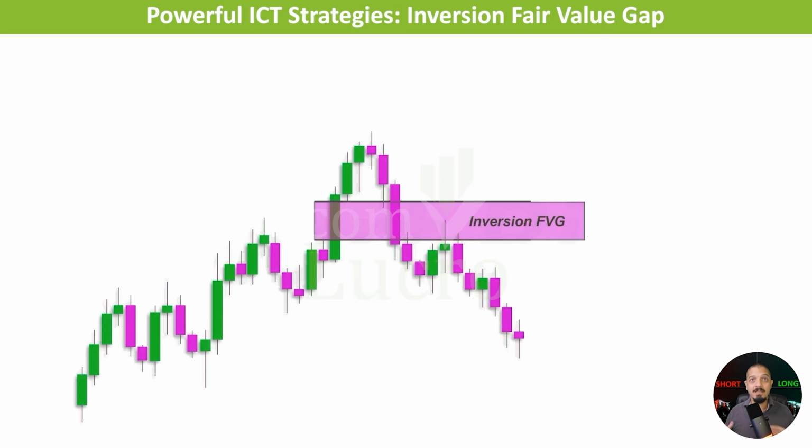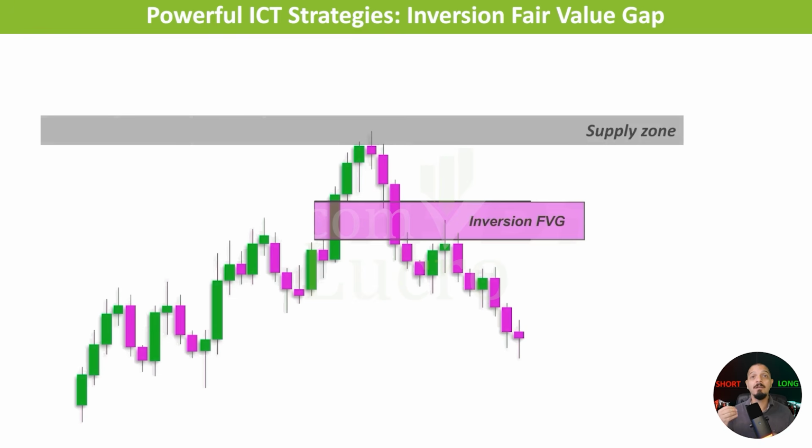Keep in mind that this method works much better when combined with other concepts. For example, if an inversion FVG occurs after touching a higher time frame key level or a higher time frame trend line, it has a higher chance of working out.